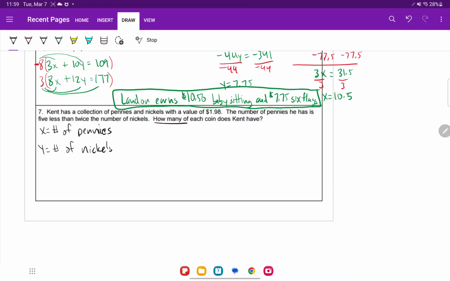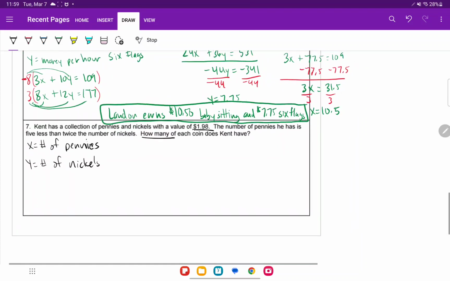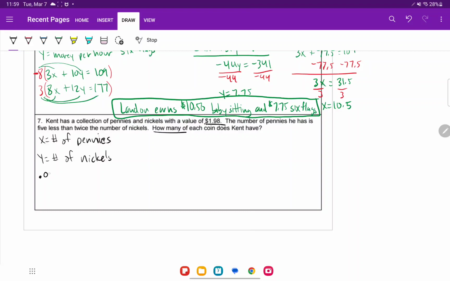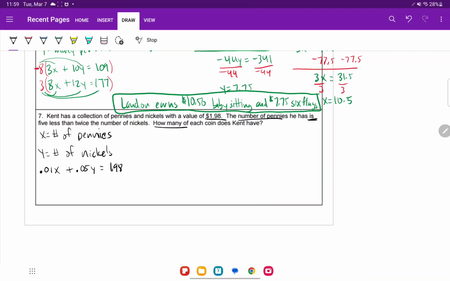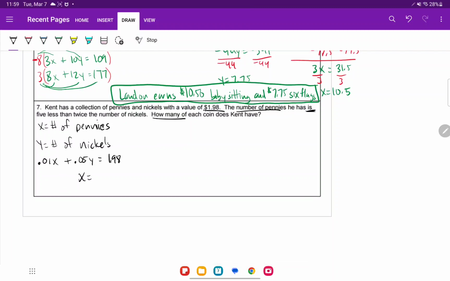So first off, Kent has a collection of pennies and nickels with a value of $1.98. So this one's a little bit tougher. You have to know that a penny is worth 1 cent. So that's 0.01x, plus the number of nickels would be 0.05y, which is $1.98. Then for the second one, it says the number of pennies is. So we know is means equals, and we said number of pennies is X. So X equals, and then we have 5 less than twice. So less than is a turnaround phrase. So when we do twice the number, that's 2x minus 5.